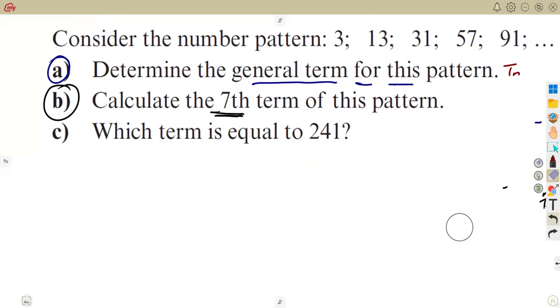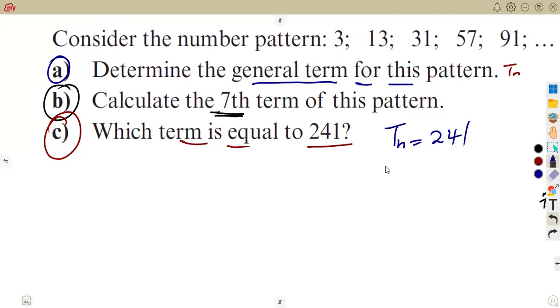Then if you're to consider this other question, you are now given which term is equal to 241. They are simply telling you that Tn is equivalent to 241. So which term? We are talking of n. Whenever I talk of the term n, what is the n value? The n that is corresponding, if Tn is 241. So how can we solve for this? Remember previously we determined the general term. It's a continuation from there.